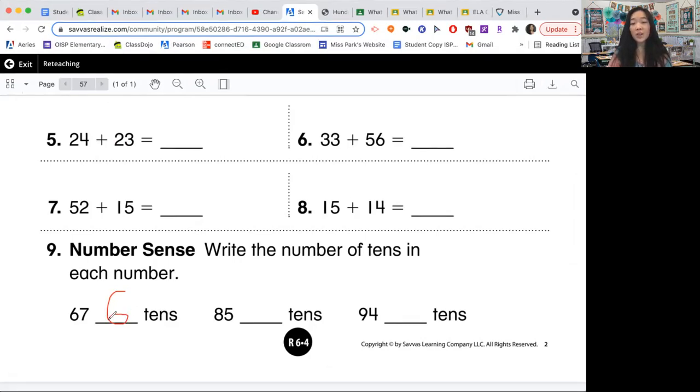How many tens are in 85? You should have 8 fingers up. How many tens are in 94? You should have 9 fingers.